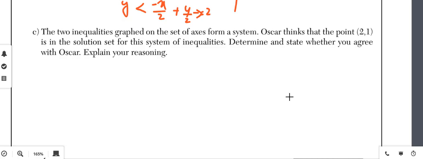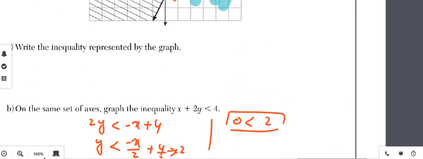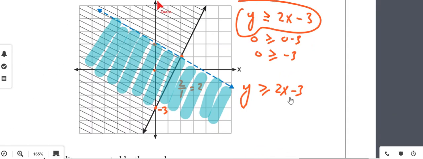Okay, look at the next question. It says that the two inequalities are graphed on the set of axes for the system. Oscar thinks that the point 2, 1 is in the solution for the system of inequalities. Determine and state whether you agree with Oscar or not, and explain your reasoning. So the point he said is 2, 1. Let's highlight it on the graph.